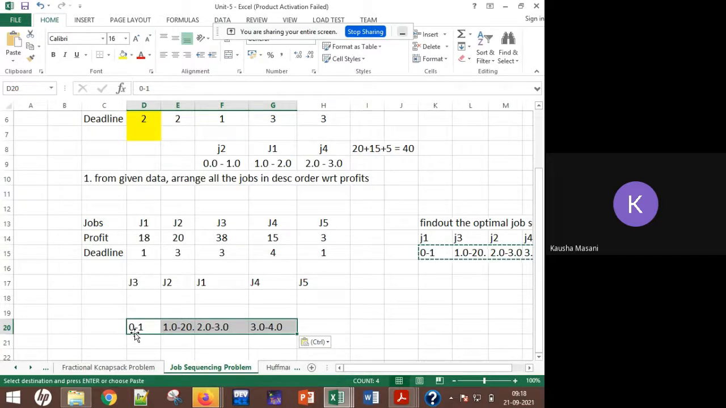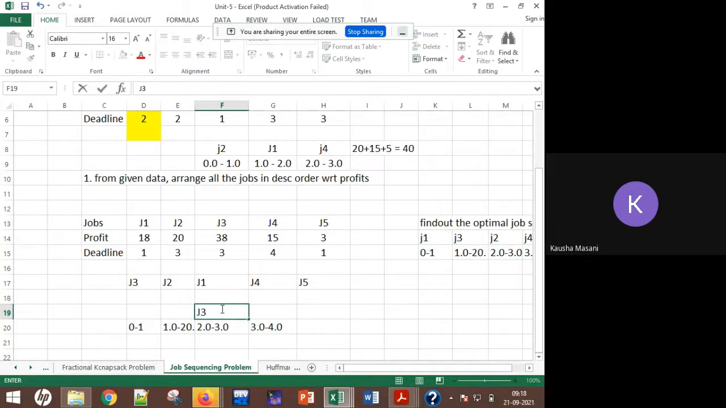Okay, let's see. See the first one, J3. J3 is having deadline 3 units. Okay. And I am greedy about few things here about my job. So I'll place J3 at the very end. Okay. So J3 is placed here. Fine. Now next is J2. J2 again, it has 3 units.